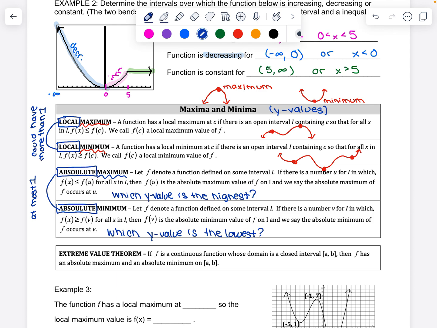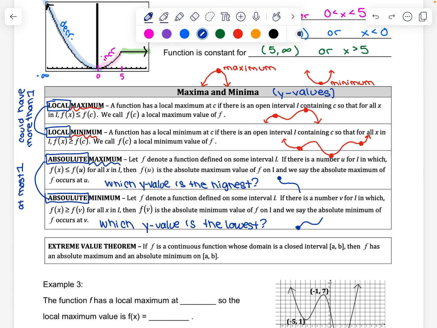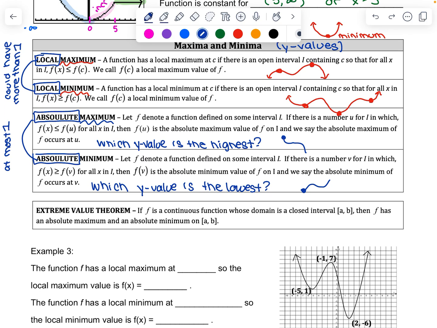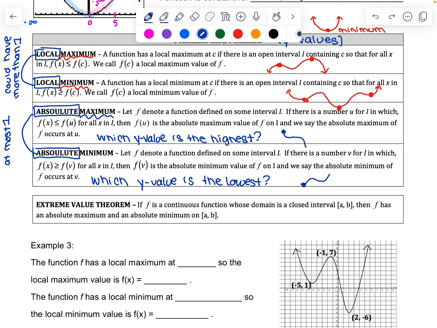That can include an endpoint, for instance, where when you're looking at locals, it actually has to not be an endpoint. It has to be a full hill or a full valley, okay? So you have to have the up and the down, or the down and the up, okay? Where for the absolute, it's of the whole thing, so notice how this doesn't come back down right away. It's okay, it's whatever the highest point is. So you could consider this an absolute max, but not a local max.